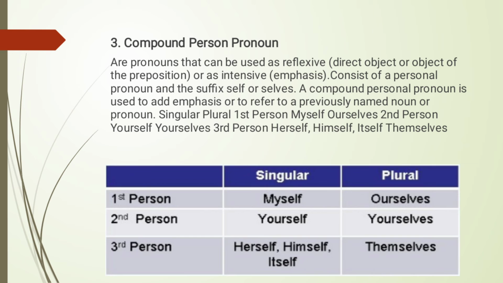Examples of myself, yourself, herself, himself, and itself in a sentence. Example number 1. I myself will invent something for the people of my country. The compound personal pronoun of number 1 is myself. Okay? Now, example number 2. Can you answer this activity correctly all by yourself? And the compound personal pronoun of number 2 is yourself.